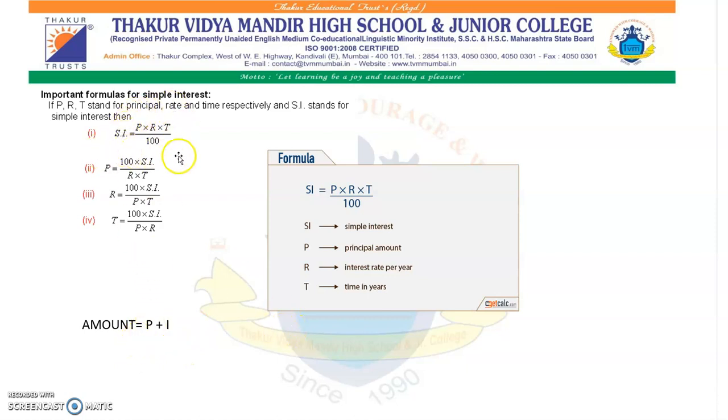See, the simple interest formula is written here: P into R into T upon 100. From this formula itself, we can find the other three formulas also. If we want to find principal, our formula will change: 100 into simple interest divided by rate into time. If we want to find rate, the formula will become 100 into simple interest upon P into time. If we have to find time, the formula will change to 100 into simple interest upon P into R.